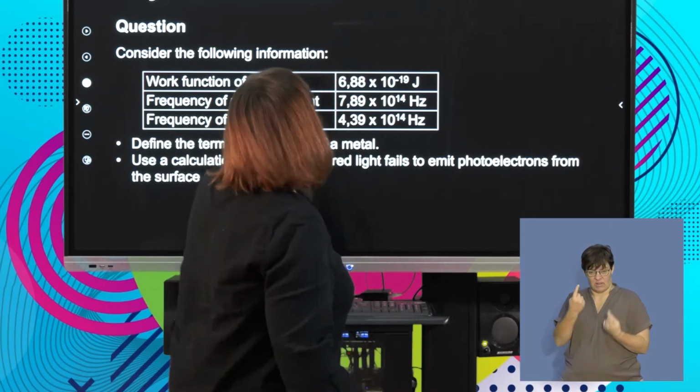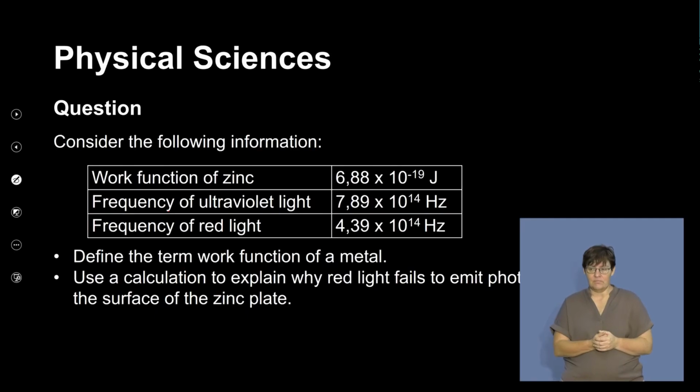Okay? So, the work function of zinc is 6,88 times 10 to the minus 19. It's quite small. The frequency of ultraviolet light is 7,89 times 10 to the 14. And the frequency of red light is 4,39 times 10 to the 14. So this is actually related to the question we just did.